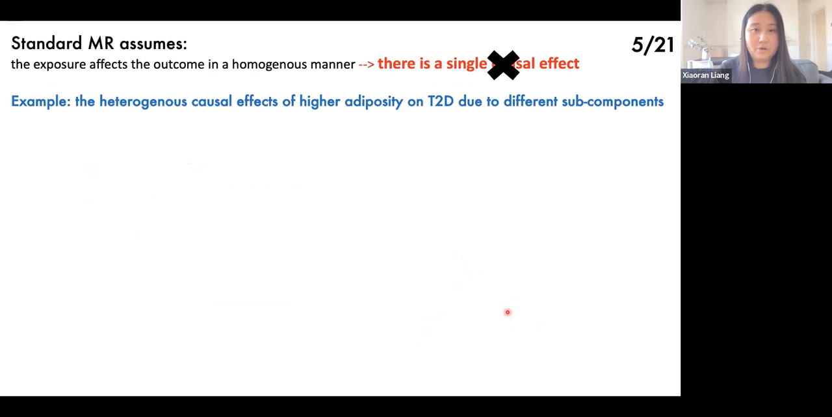data. Okay, so a well-known example of the violation of this single causal effect assumption is the heterogeneous causal effects of higher adiposity on type 2 diabetes. So when we try to estimate the causal effect of obesity on type 2 diabetes, we might use a single proxy for obesity, like BMI or body fat percentage. But the problem is that obesity is heterogeneous. So it has different subtypes that might have different metabolic effects.